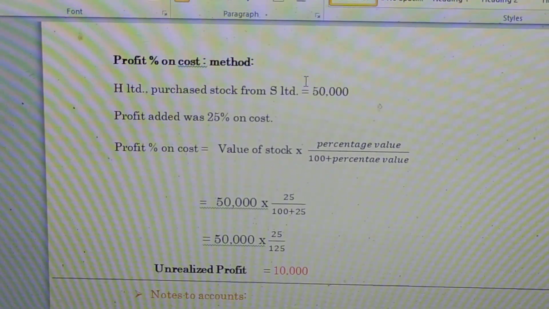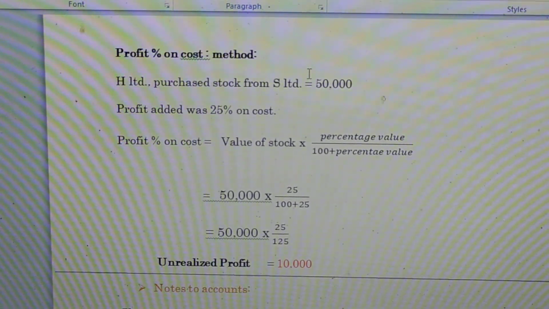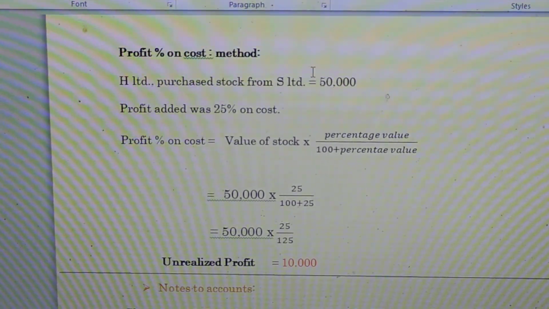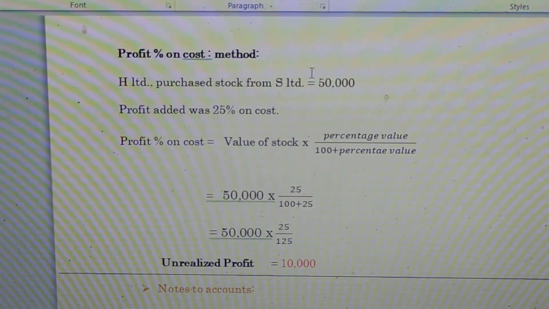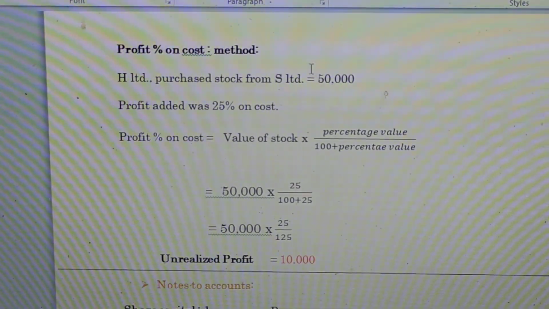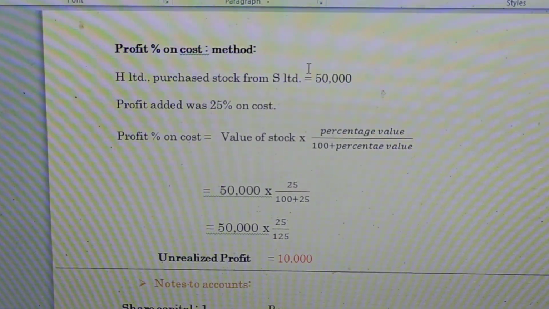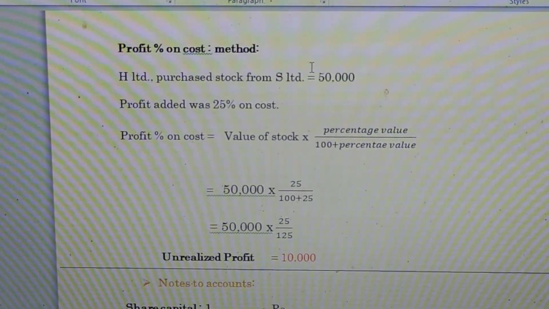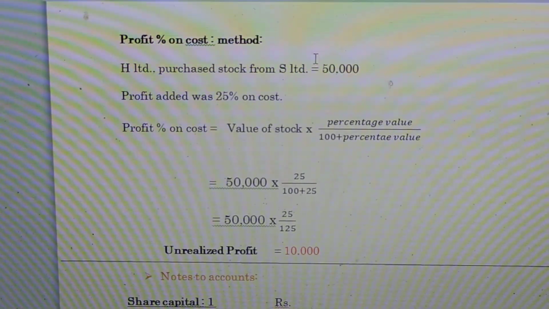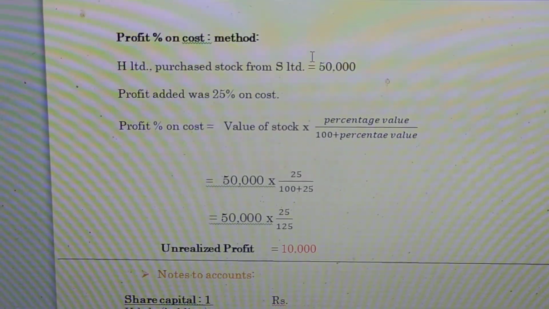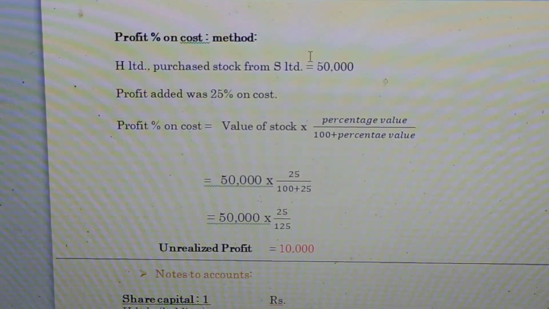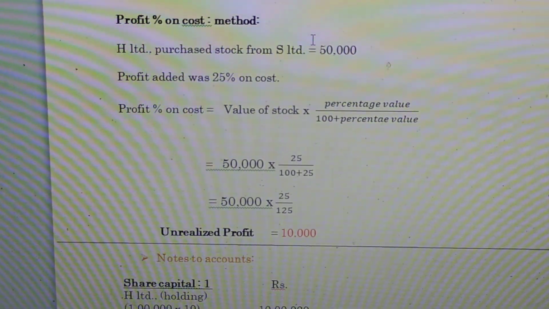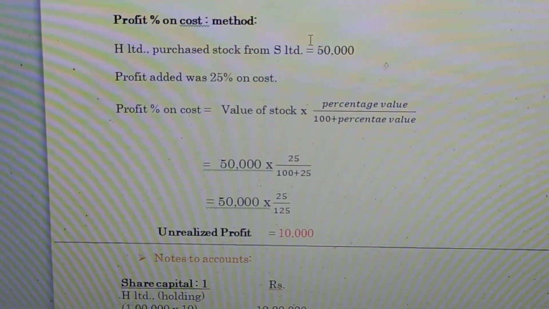So H Limited purchased stock from S Limited worth 50,000. Profit added was 25% on cost. So profit percent on cost equals value of stock multiplied by percentage value divided by 100 plus percentage value. So the value of stock is 50,000 multiplied by 25 divided by 100 plus 25, so we get 50,000 multiplied by 25 divided by 125. So we get the unrealized profit, the amount is rupees 10,000.